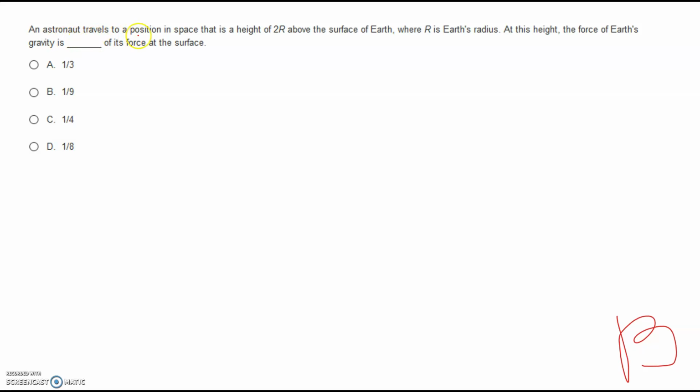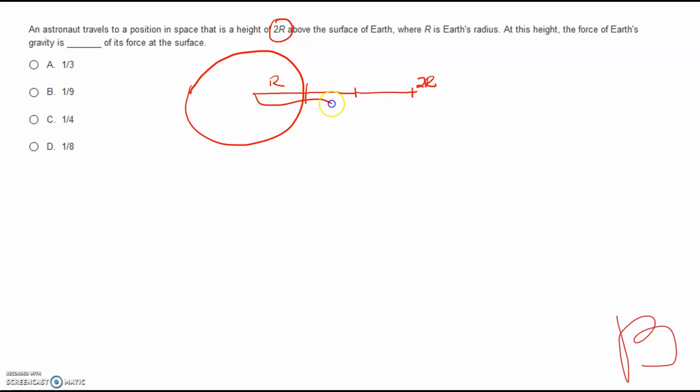So this says an astronaut travels to a position that is a height of 2r above Earth. So I have Earth. I'm going to have to do this sideways. Here's R. He is 2r. So the total is going to be 3r. At this height, the force of the Earth's gravity is blank, its force at the surface.